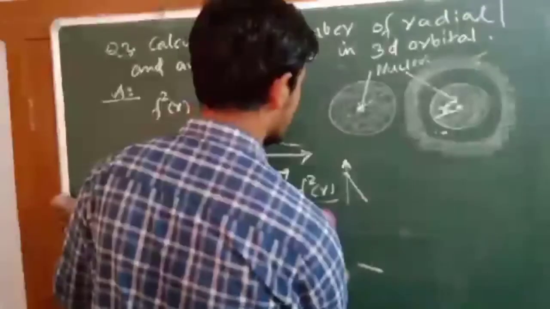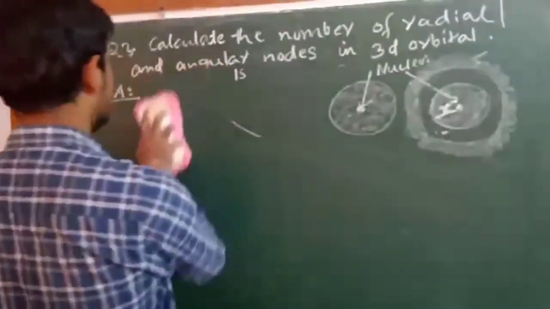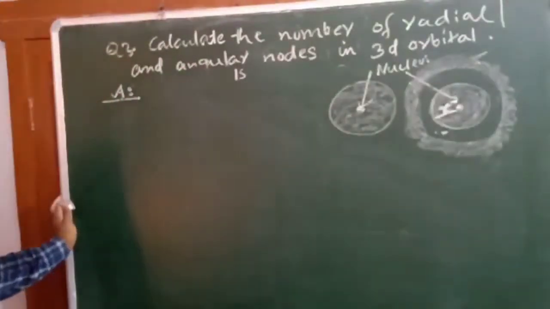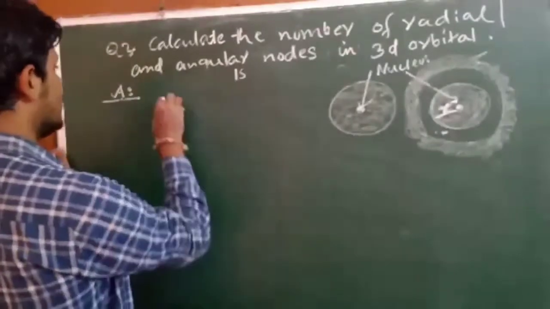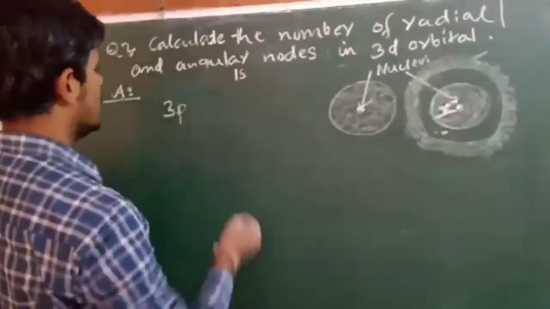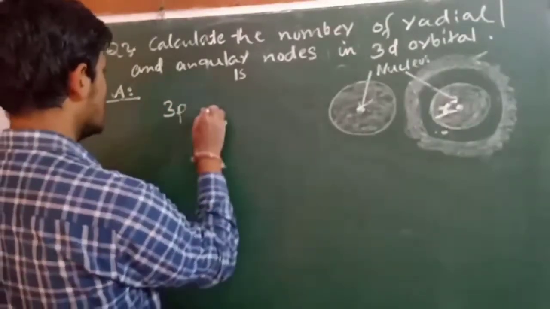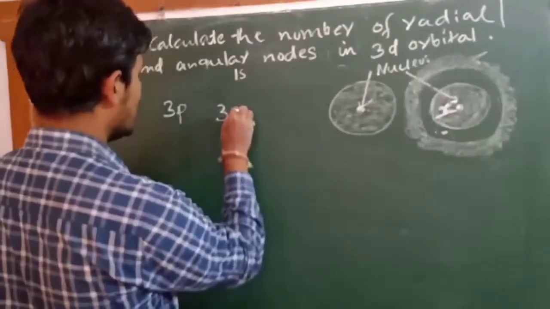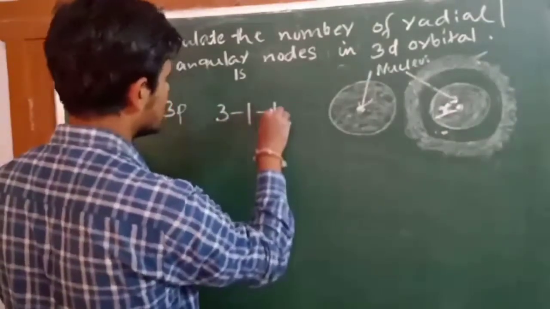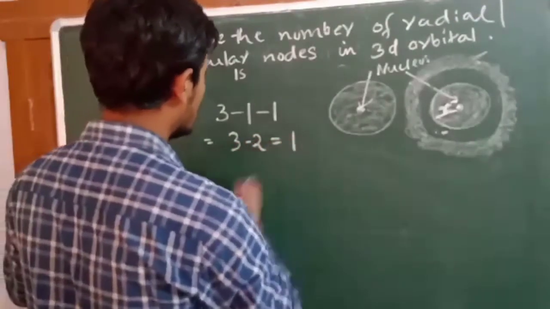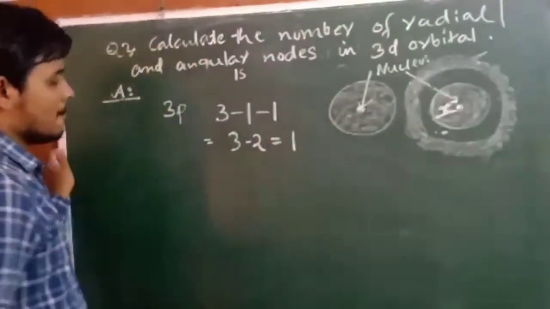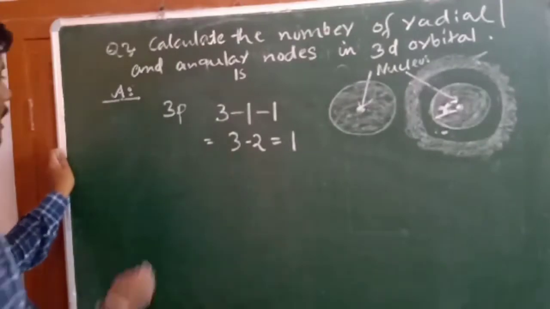So this is for s orbital. We can also have radial nodes for p orbitals. So if I have a 3p orbital, the number of radial nodes will be n minus l minus 1. So 3 minus 2 equals 1. So there will be one radial node.